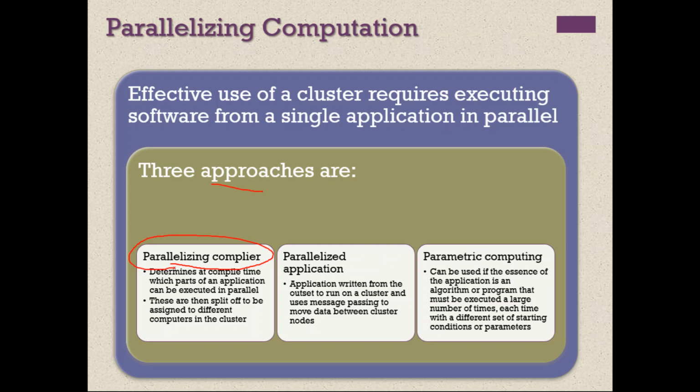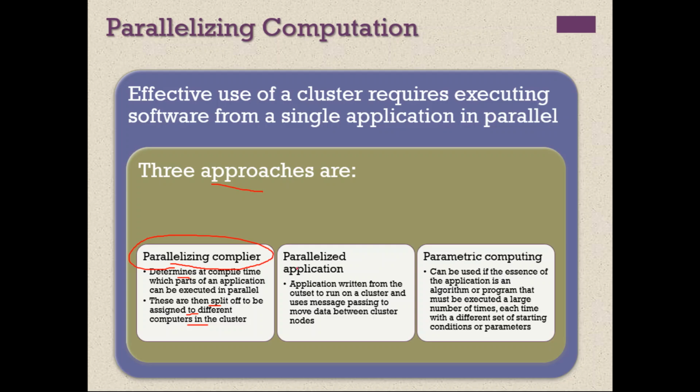Parallel execution means some instructions may be executed by more than one computer at the same time in a given application. Not every instruction can be executed like that. So the compiler should recognize which part of the code can be executed in parallel, and these parts are then split off to be assigned to different computers in the cluster, because different computers will run them at the same time. But it is not that easy to define such a compiler. It is a bit difficult.